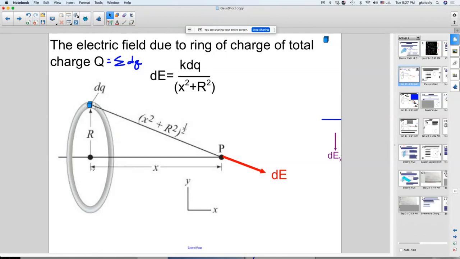Don't forget how we got this. This is a right triangle. This squared plus that squared equals this squared, and therefore this squared will be without the square root here.